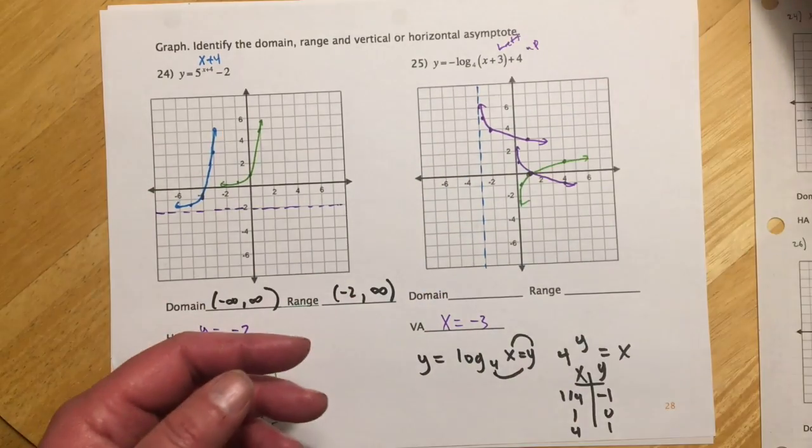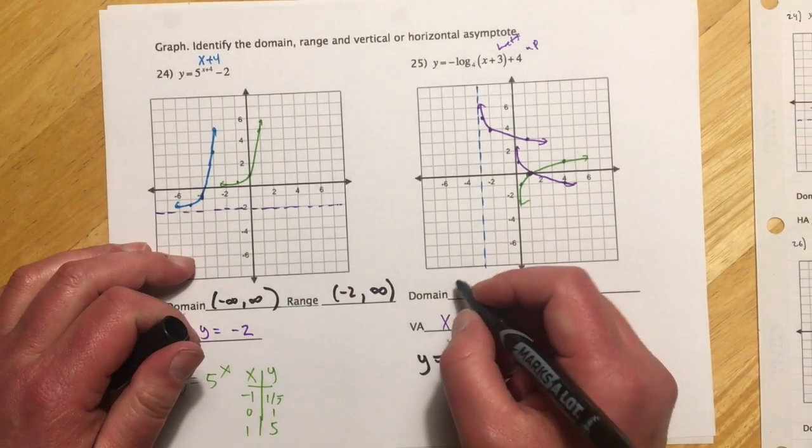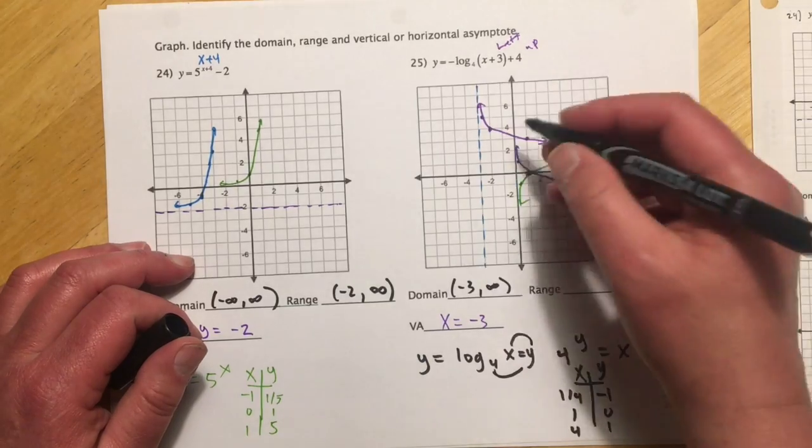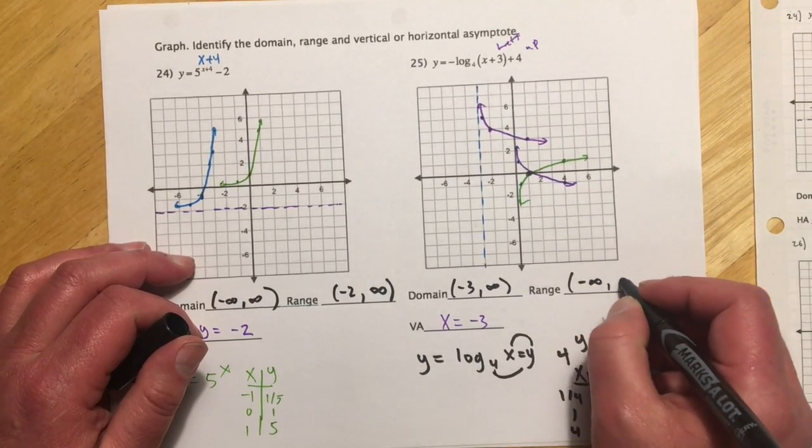And then domain, range, sorry. So this is going to go -3 to infinity, and then the range for these is all real numbers.